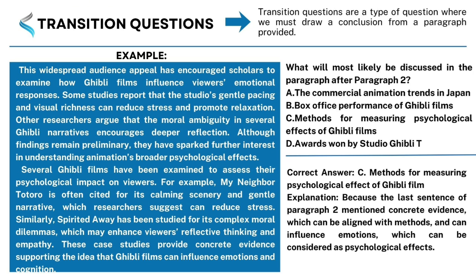Okay, so the text is about Ghibli films and we have one question here. The question is, what will most likely be discussed in the paragraph after paragraph 2? So the question is asking about paragraph 2 and what comes after. It means we will read paragraph 2 and its last sentence. The sentence mentions that these case studies provide concrete evidence supporting the idea that Ghibli films can influence emotion and cognition. We get the answer here, C.